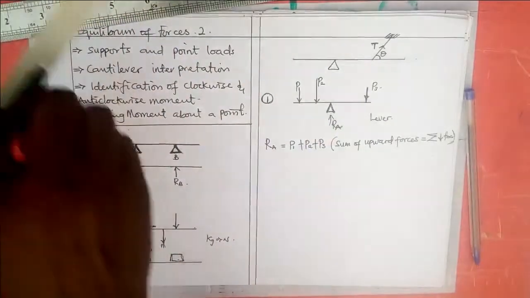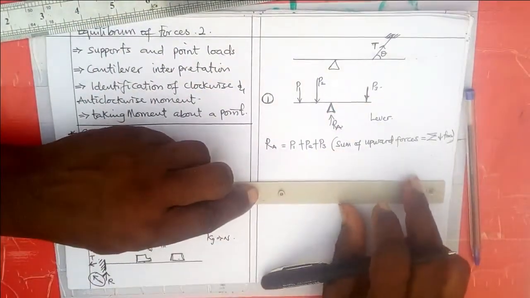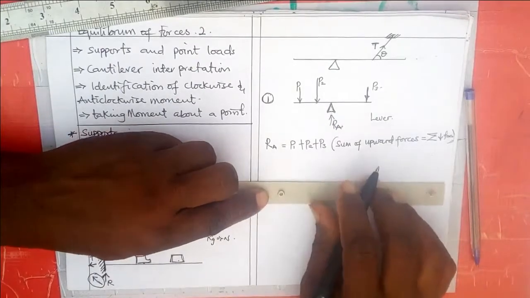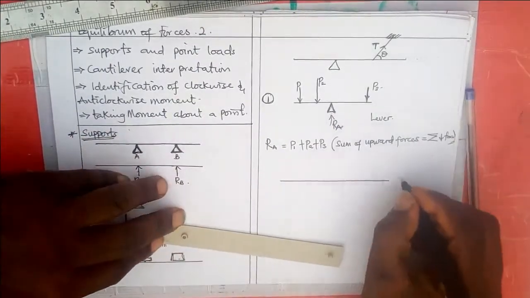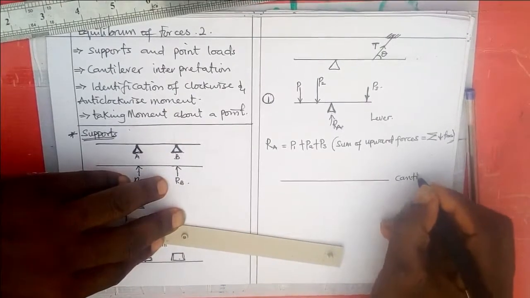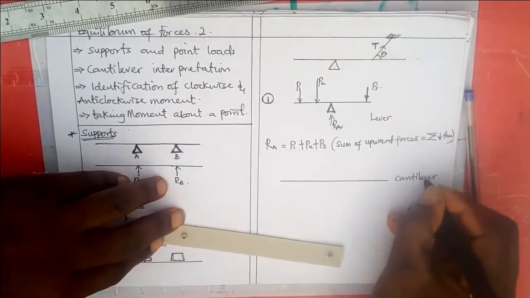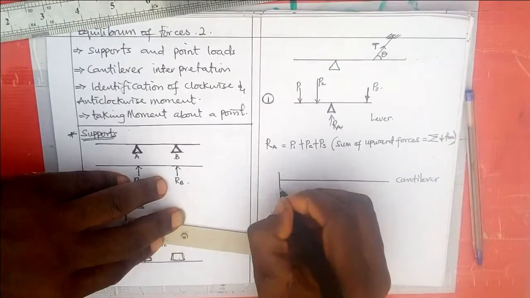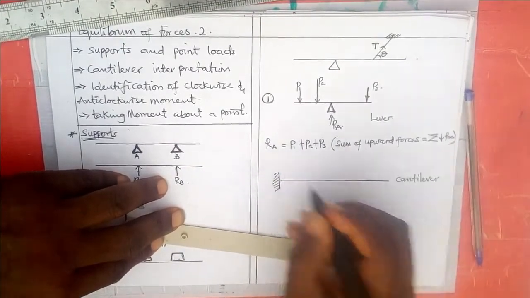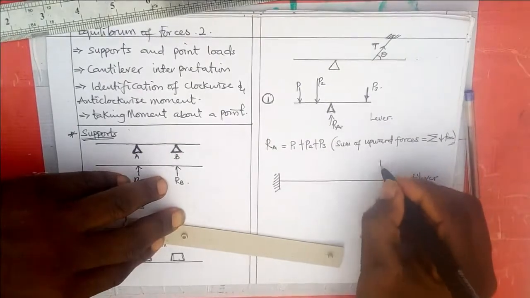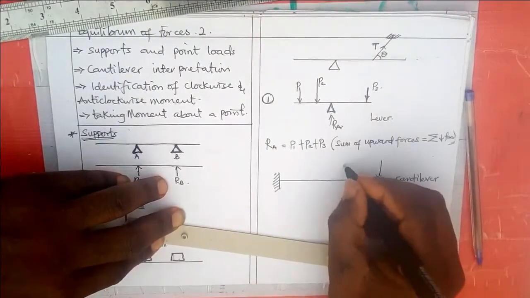In the case of a cantilever, when you want to resolve it, this is what we use to show a cantilever. So we can have numerous point loads on it.